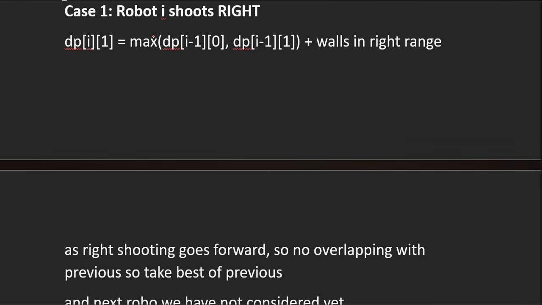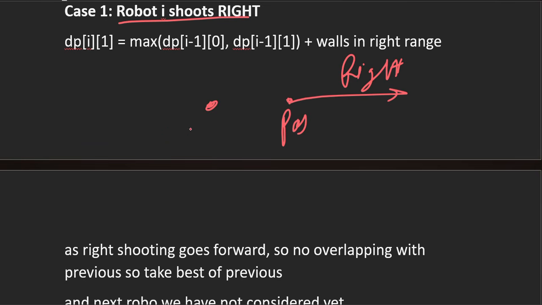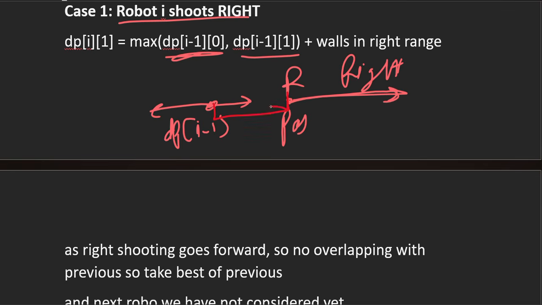The first case is the ith robot shoots in the right direction, right? This is a robot and it shoots in the right direction. Already we have found the answers for the previous robot: the answer of its left shooting and the answer of its right shooting, that is, how many walls have been destroyed till the i minus 1 robot. So for this current robot, it is shooting in the right direction, so there is no collision between this ith robot and the i minus 1 robot.